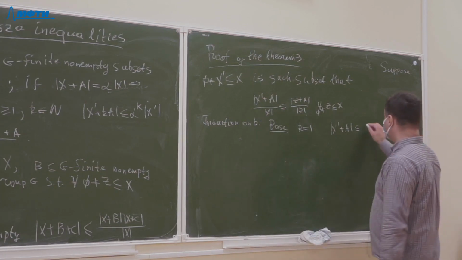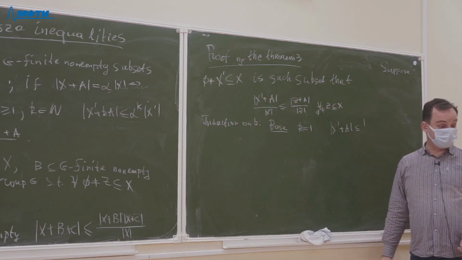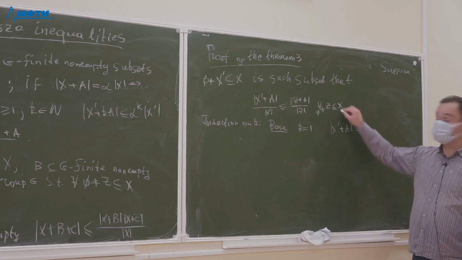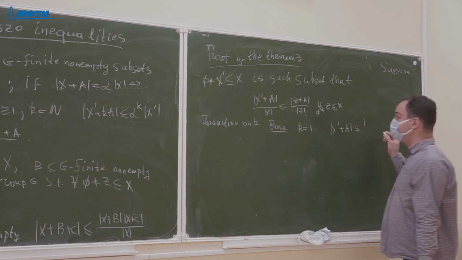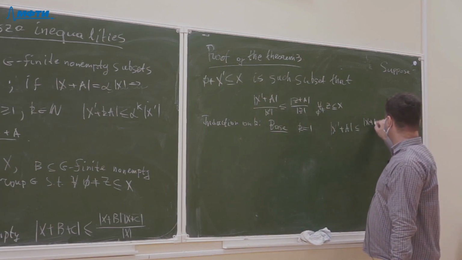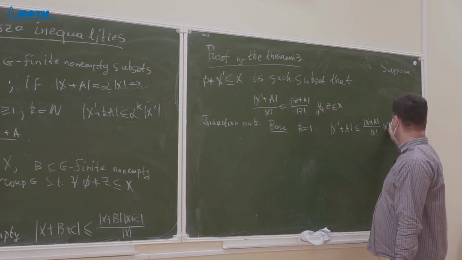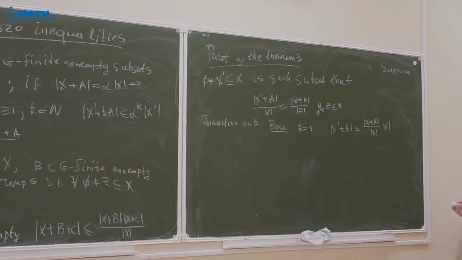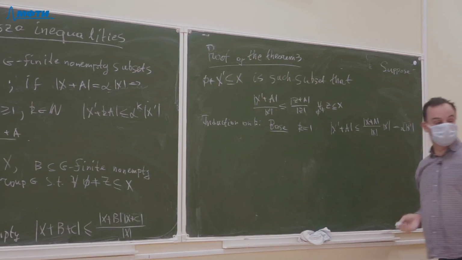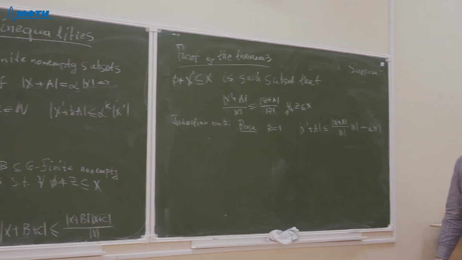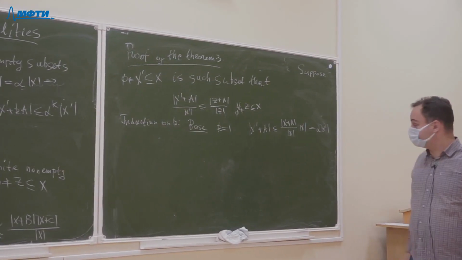Well, this is true for any subset z of x. So we can take any subset. Just take z equals x. So this is at most x plus a divided by x prime. But x plus a divided by x is alpha. So alpha x prime. That's all we need. Even more? Well, no, we cannot say more.